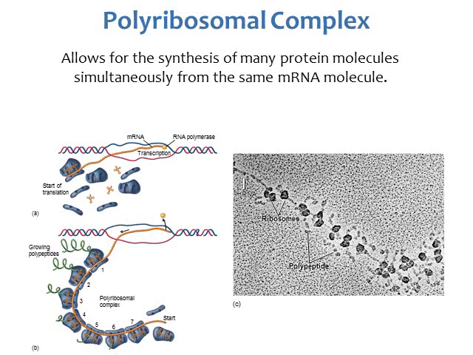And then picture C, this is actually showing it from an electron micrograph using an electron microscope. So you have your mRNA molecule going through the middle of the picture, and you have multiple ribosomes attached to the mRNA molecule, one right after the other.